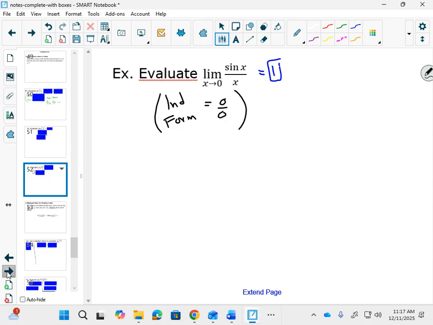And so L'Hopital's rule is going to tell us, and so when you're doing this on your test, you write out that it's indeterminate form. That allows you to use L'Hopital's rule. You can't use L'Hopital's rule in any other case other than 0 over 0 or infinity over infinity. And once we apply L'Hopital's rule to here, derivative of the top is cosec, derivative of the bottom is 1, and now I can plug in 0 and get 1.